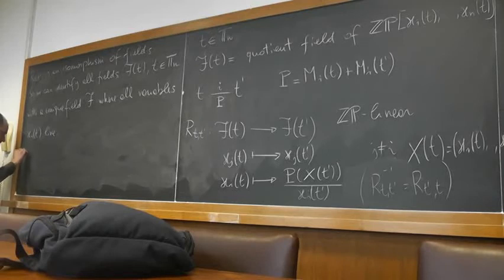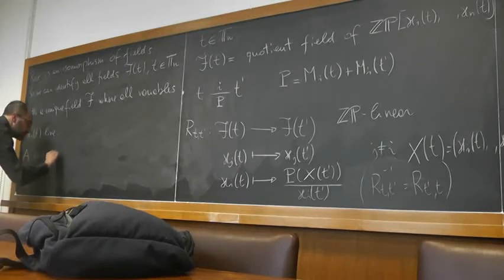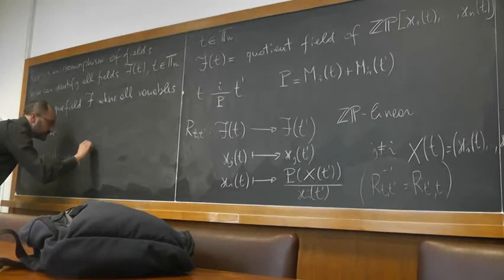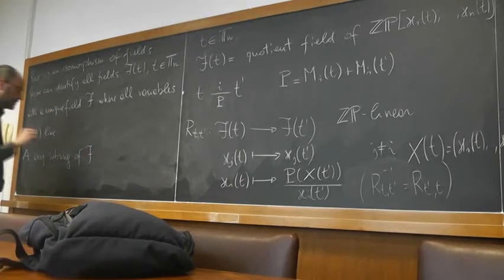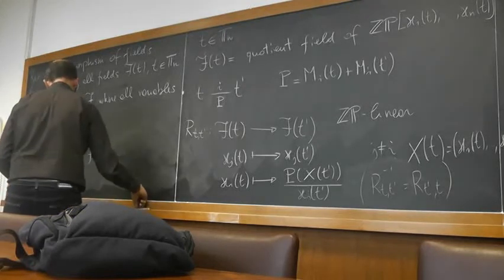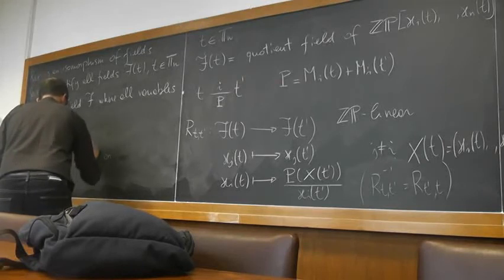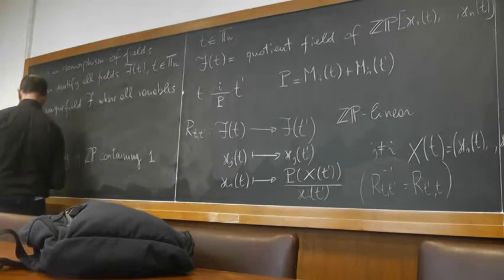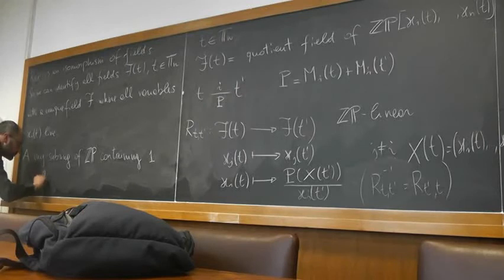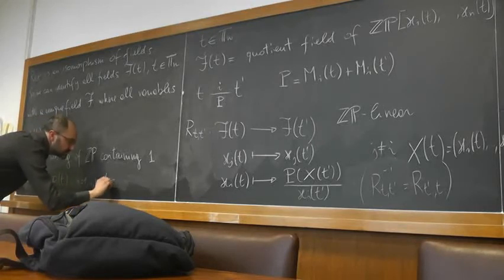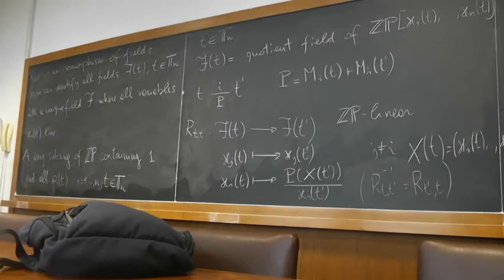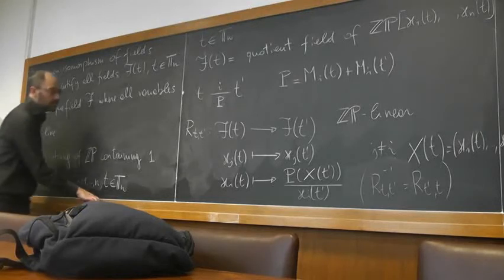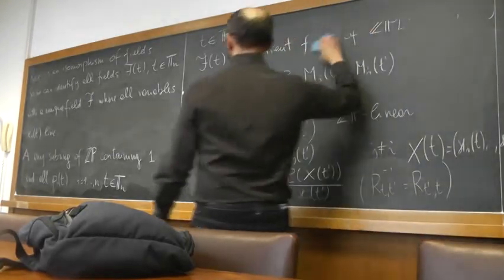So now we consider A. This is any subring of F containing 1 and all coefficients p_i,t, i equal to 1 to n and t. Definition.